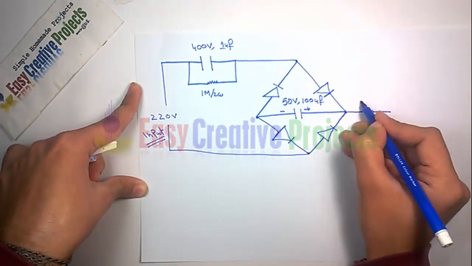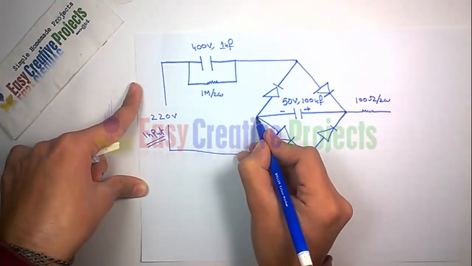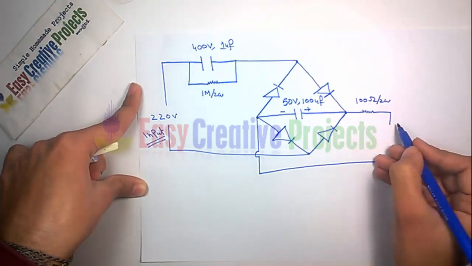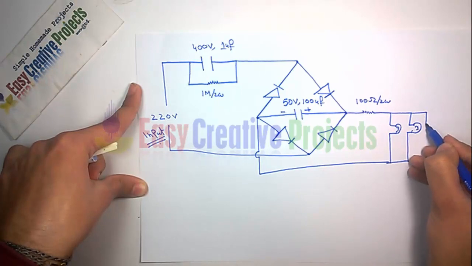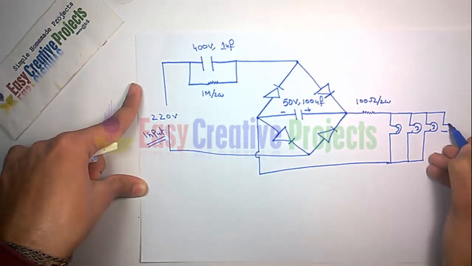Now connect 100 ohm resistor. And finally connect 1 watt 5 LEDs with parallel circuit. Like this.